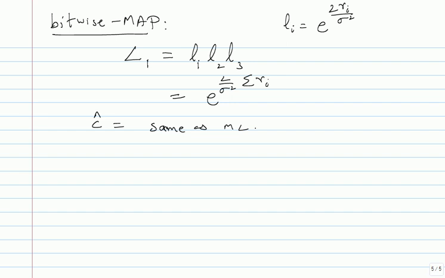So both soft ML and bitwise MAP for the repetition code will do simply summation Ri. And if it is greater than 0, you say it is all zeros. If it is less than 0, you say it is all ones. Okay, so to find probability of block error, I think I did that also. I'll quickly tell you how to do that.